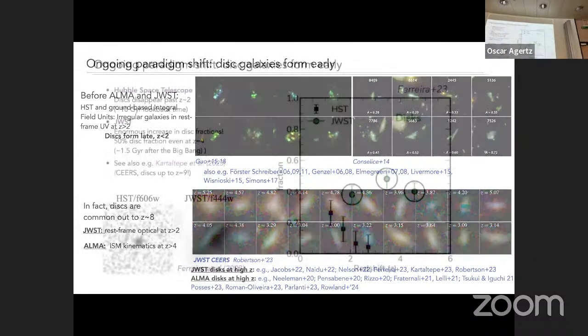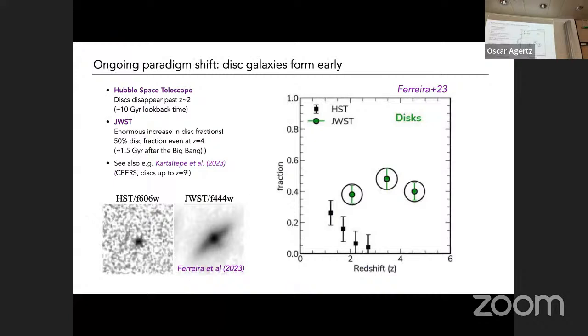Here's another way of looking at this. This is the fraction of disks versus redshift. Here we have the previous understanding that disks form late, and the fraction goes up to some fairly high value at redshift 0. Now with James Webb, we're filling this in. And it turns out that almost half of galaxies, even at redshift 4 or 5, have something that looks like a disk component.